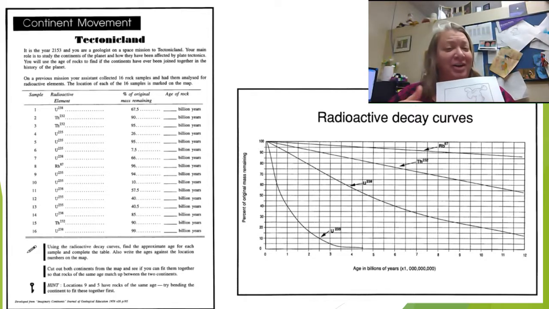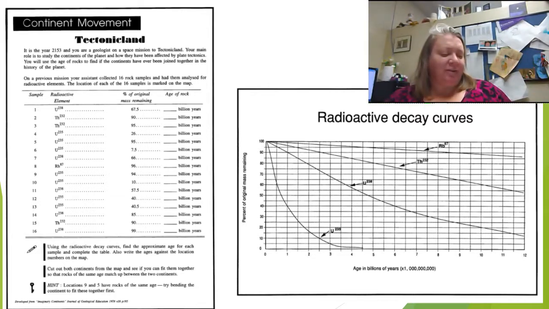Now, hopefully you've already cut your two continents apart. I didn't, but I think you can figure out what's going on. Now, these little numbered spots are where different rock samples were taken. And we are going to look at those different samples to see the approximate age of the rocks at those locations. Information about those locations is given on this sheet. It says the location, what radioactive isotope was used, and then what's the percent remaining. So for instance, the first one says we use uranium-238, and it's 67.5% of the original remaining.